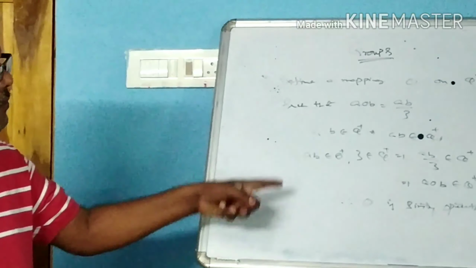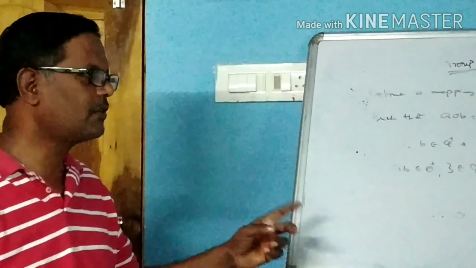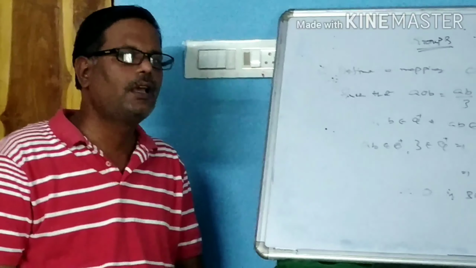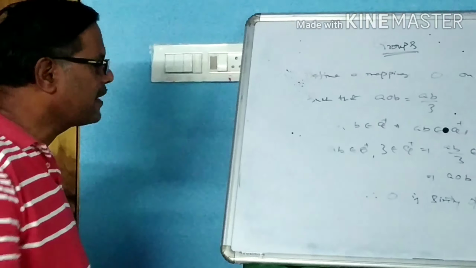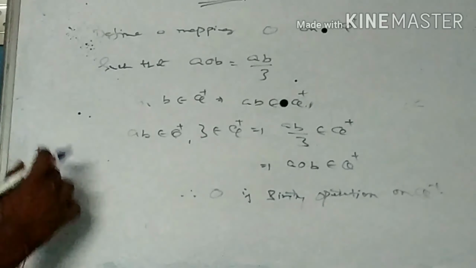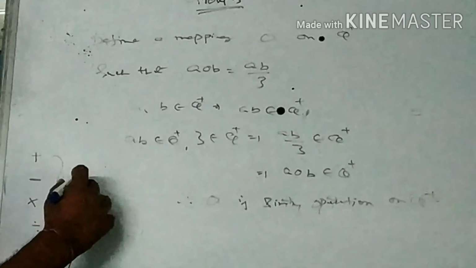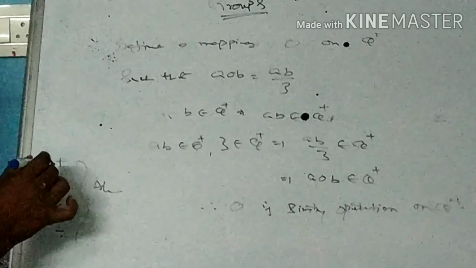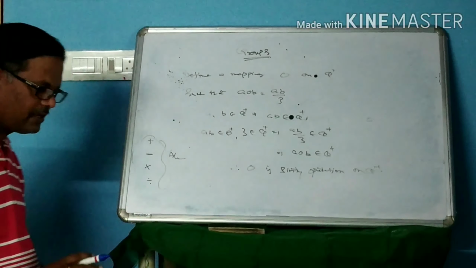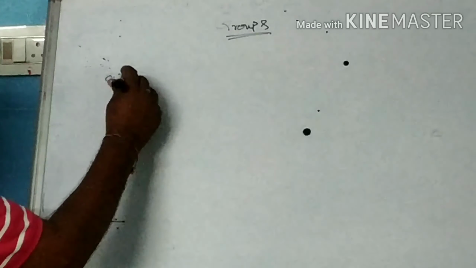This is a very important definition in group theory, one of the most important, the primary definition. We have algebraic operations: plus, minus, into, divided by. These are called algebraic operations in algebra. Let us confirm once whether these are binary operations or not.